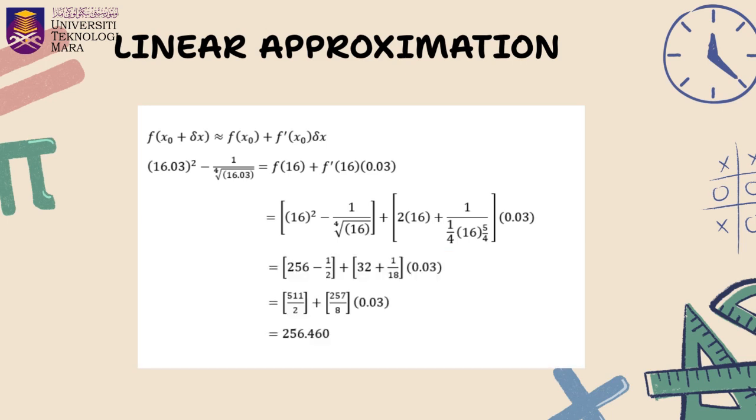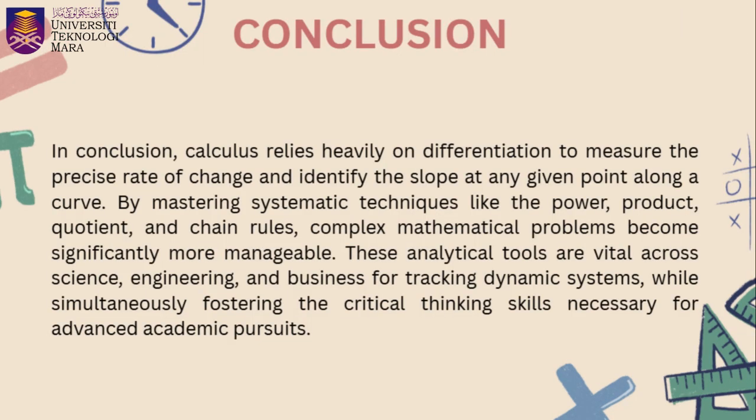For our function, we'll get 256 minus 1/2, which equals 511 over 2. And for our f prime, we'll get 32 plus 1 over 8, which equals 257 over 8. Then we'll add those two numbers together and multiply by 0.03, which gives the final answer of 256.460.